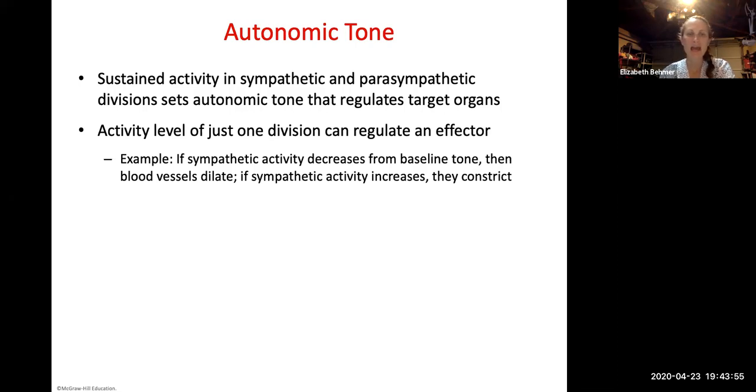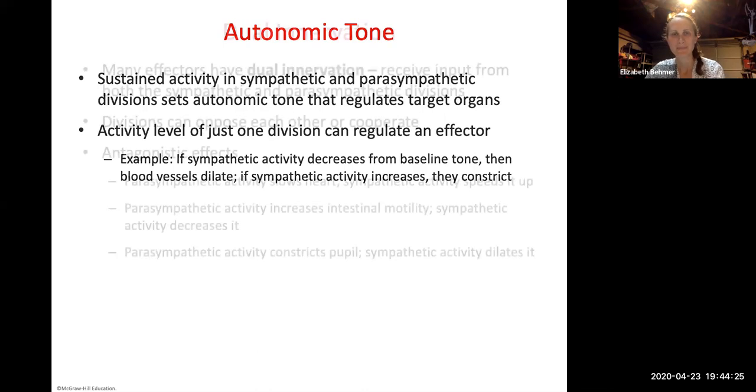This is sustained activity in both divisions. That's an autonomic tone that regulates the target organs. The activity level of just one division, whether it's sympathetic or parasympathetic, can regulate an effector organ. So if sympathetic activity decreases from where it should be, then blood vessels will dilate. If sympathetic activity increases, they will constrict. So autonomic tone just means trying to keep everything baseline across the board.